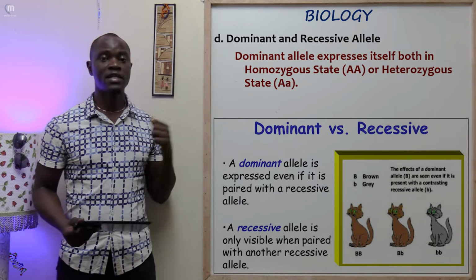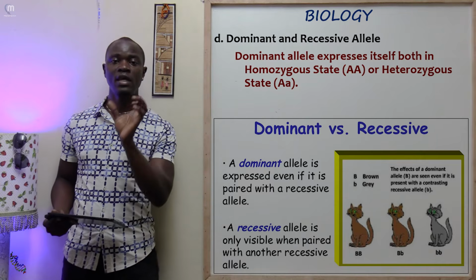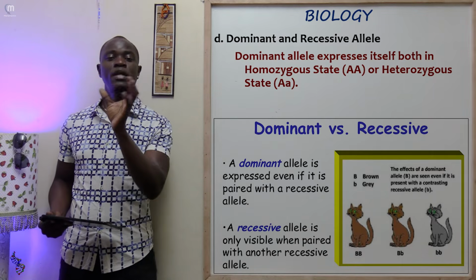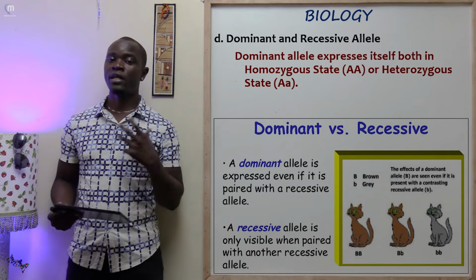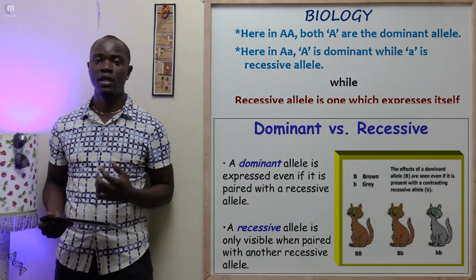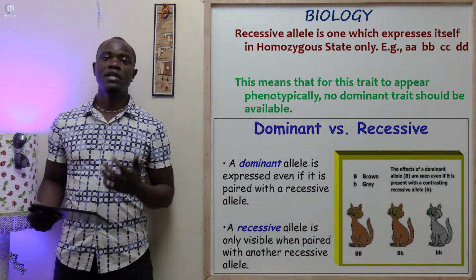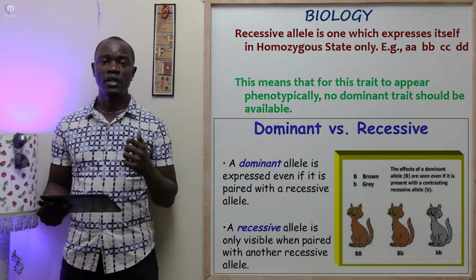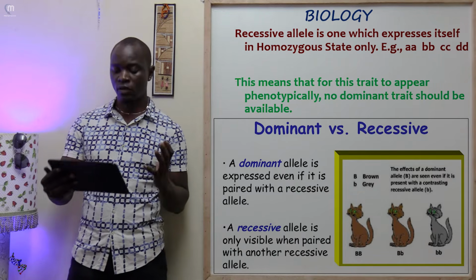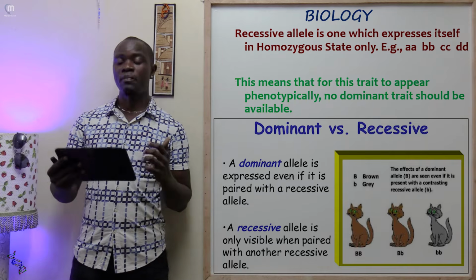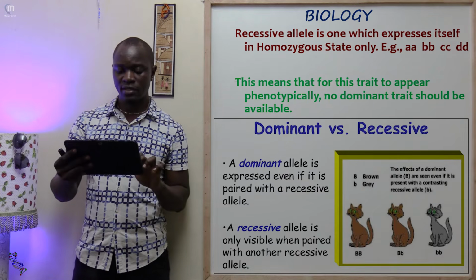I've given examples such as capital A, and then also capital B. As long as you see any capital letter represented in a cross, always know that that is a dominant trait. The recessive trait is always represented by a small letter. The next question is asking us to define a recessive trait. A recessive trait is a trait which only represents itself in homozygous state and not in heterozygous state.